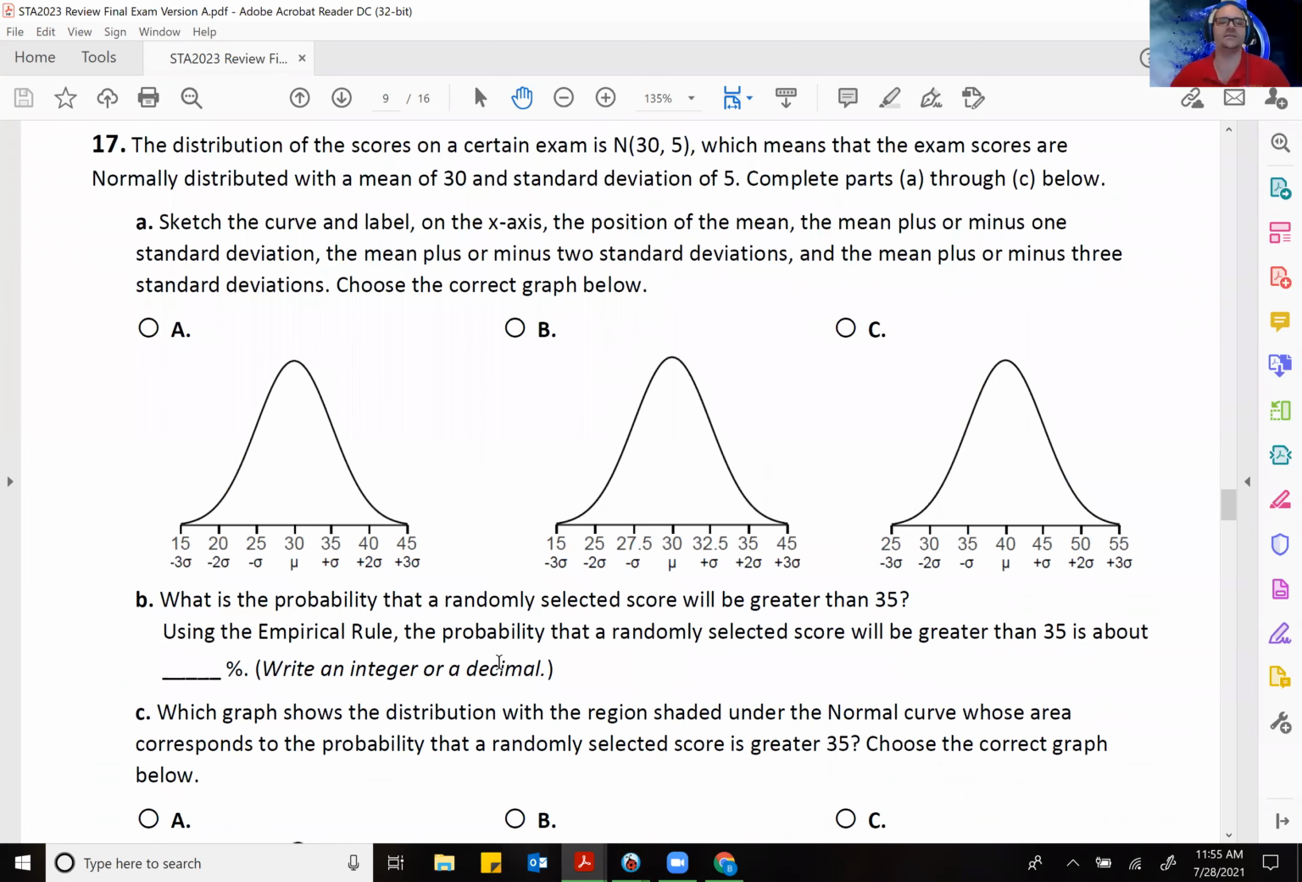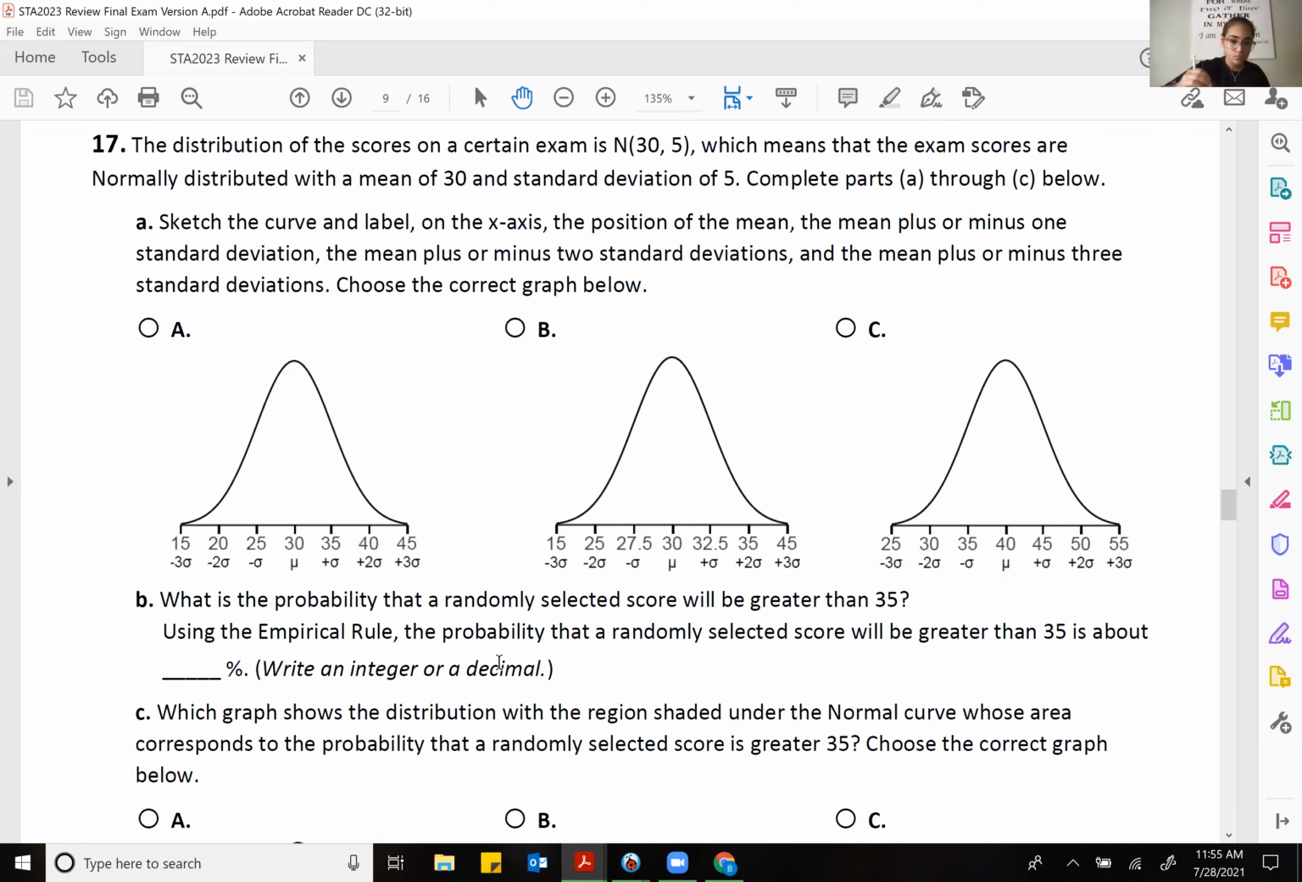All right, so it says the distribution of scores on a certain exam is N(30, 5). What does that mean? A normal distribution. Good. And what does the 30 represent? The mean. And the 5 is? Standard deviation. Good.